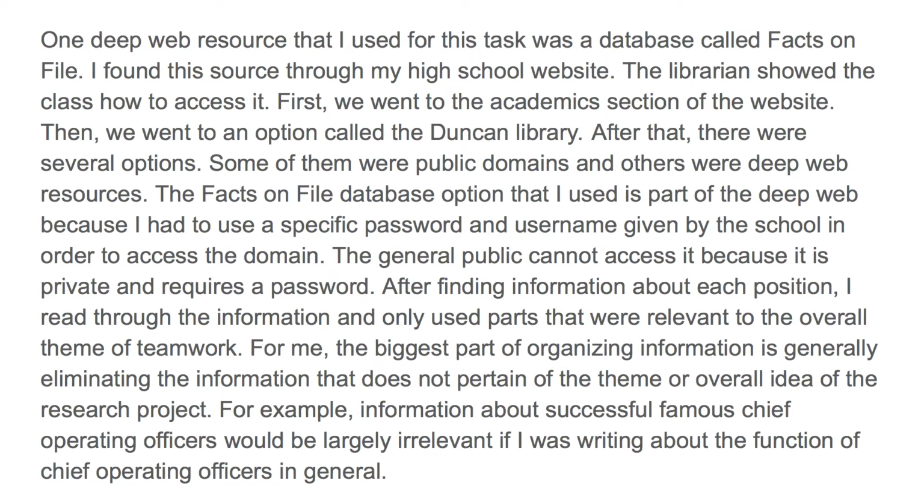For me, the biggest part of organizing information is generally eliminating the information that does not pertain to the theme or overall idea of the research project. For example, information about successful, famous chief operating officers would be largely irrelevant if I was writing about the function of chief operating officers in general.